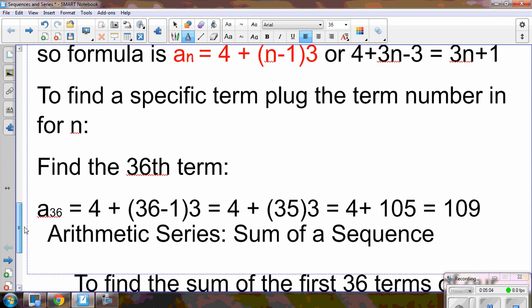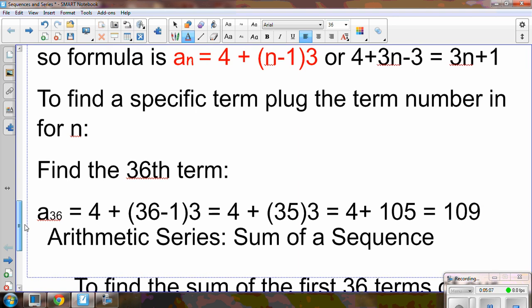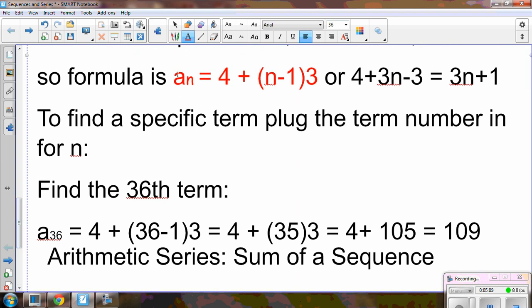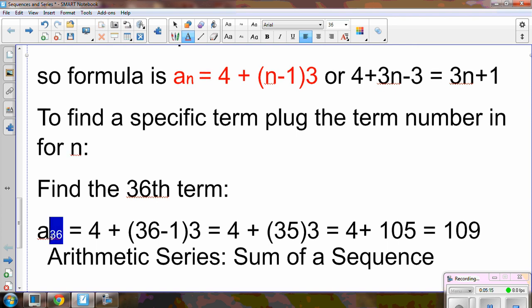If you were asked to find the 36th term, if you now have a formula for any term, which is what a sub n is, I kind of think of it as any term, you could find the 36th term by plugging in 36. And you do 4 plus 36 minus 1 times 3. And you could have plugged it into this formula up here. I just chose to put it into the original. And if you had it either way, you would get 109.